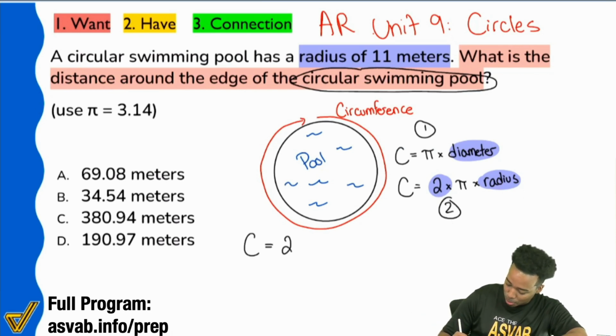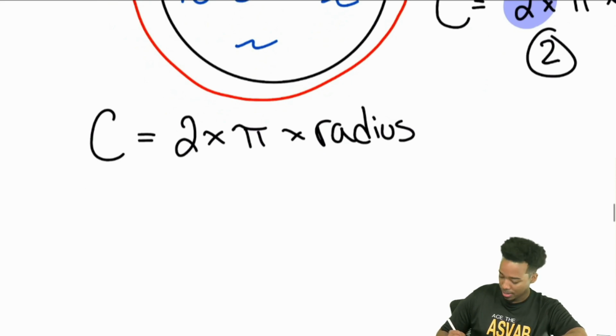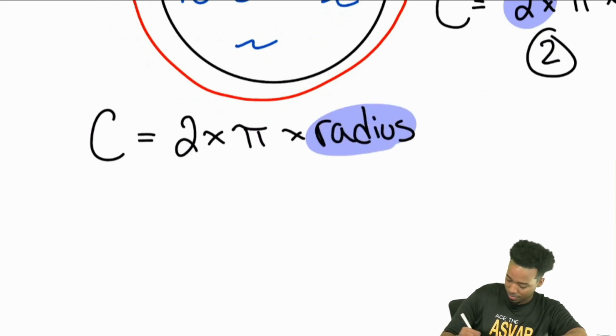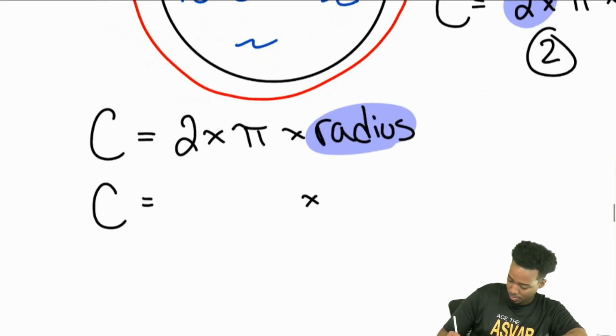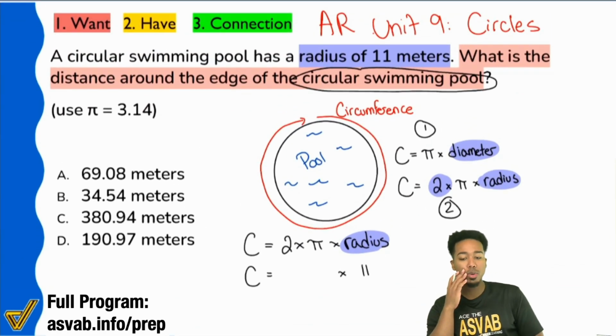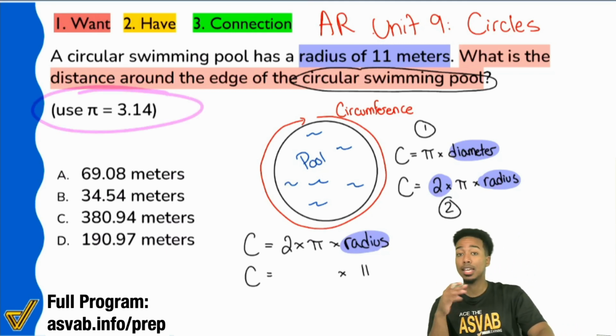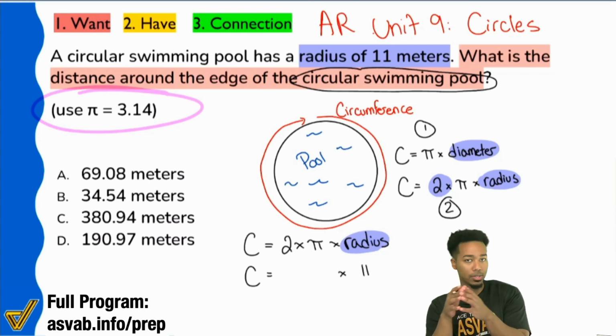Circumference equals 2 times pi times the radius. I'm going to plug in my 11 for that radius, and now I'm done. Bam, right here. That radius is 11. And everybody, in this problem, are we keeping pi as pi, or are we using something else for pi? 3.14. How do I know? The problem tells you. Remember, everybody, it's not about what your gut says. It's about what the problem tells you to do.